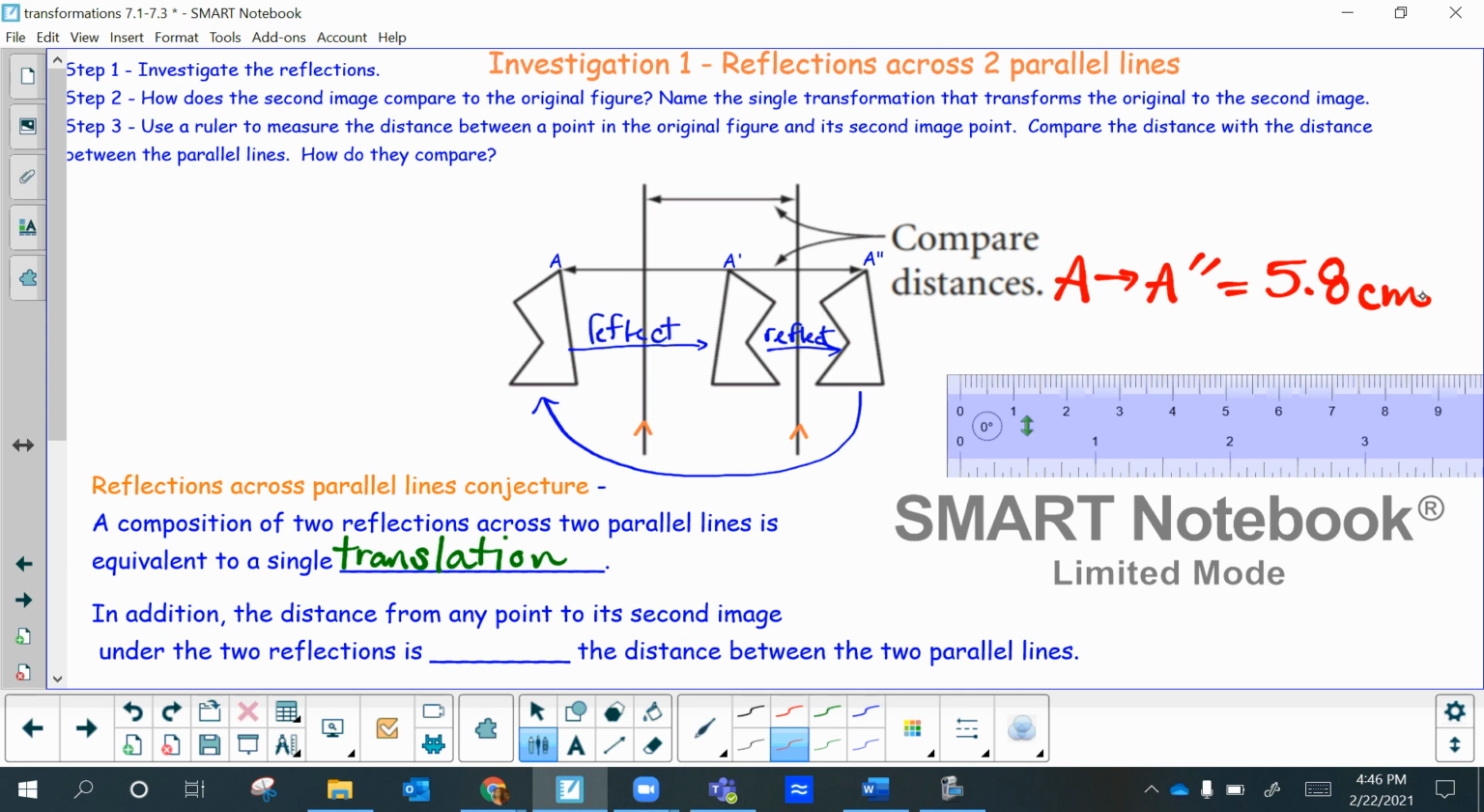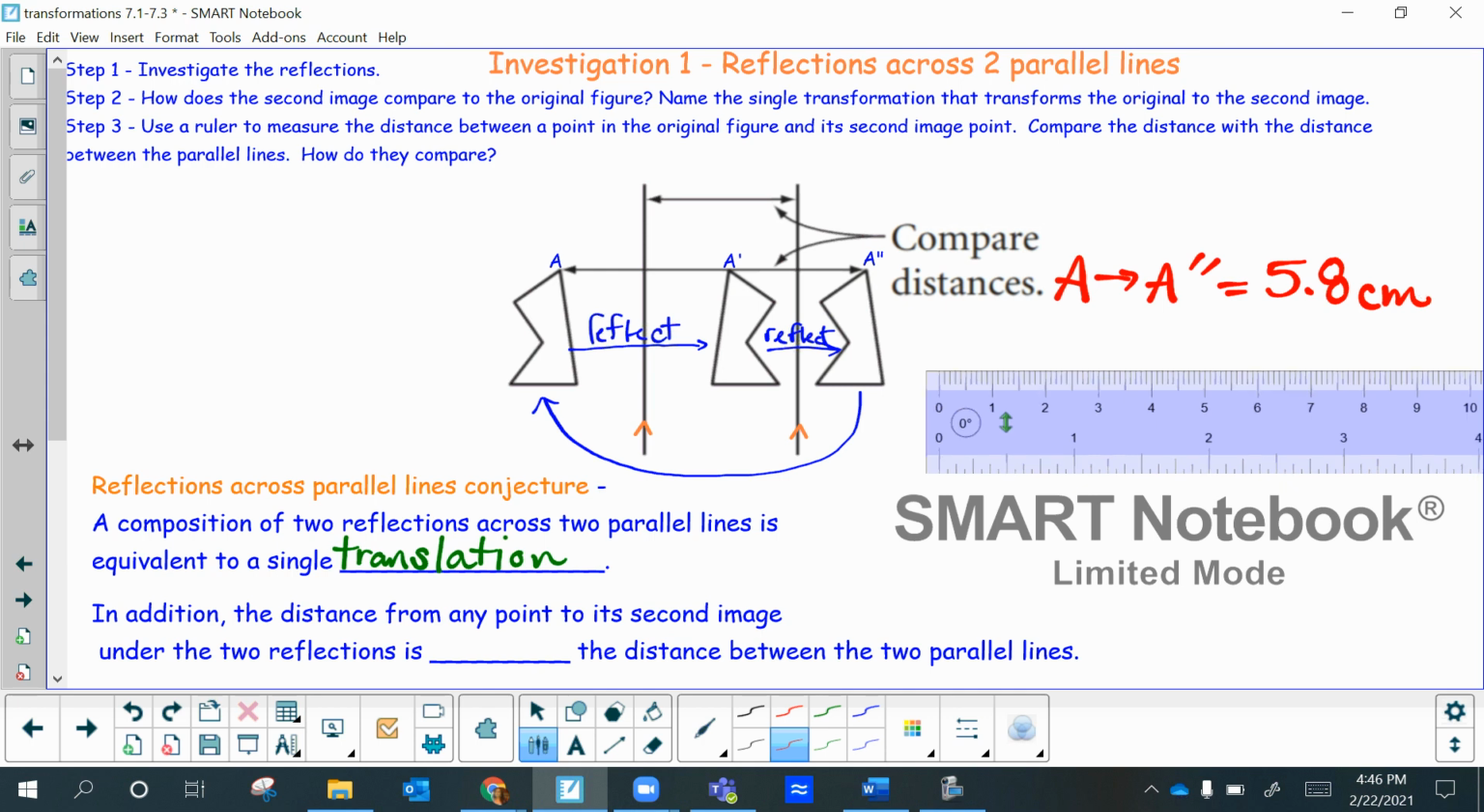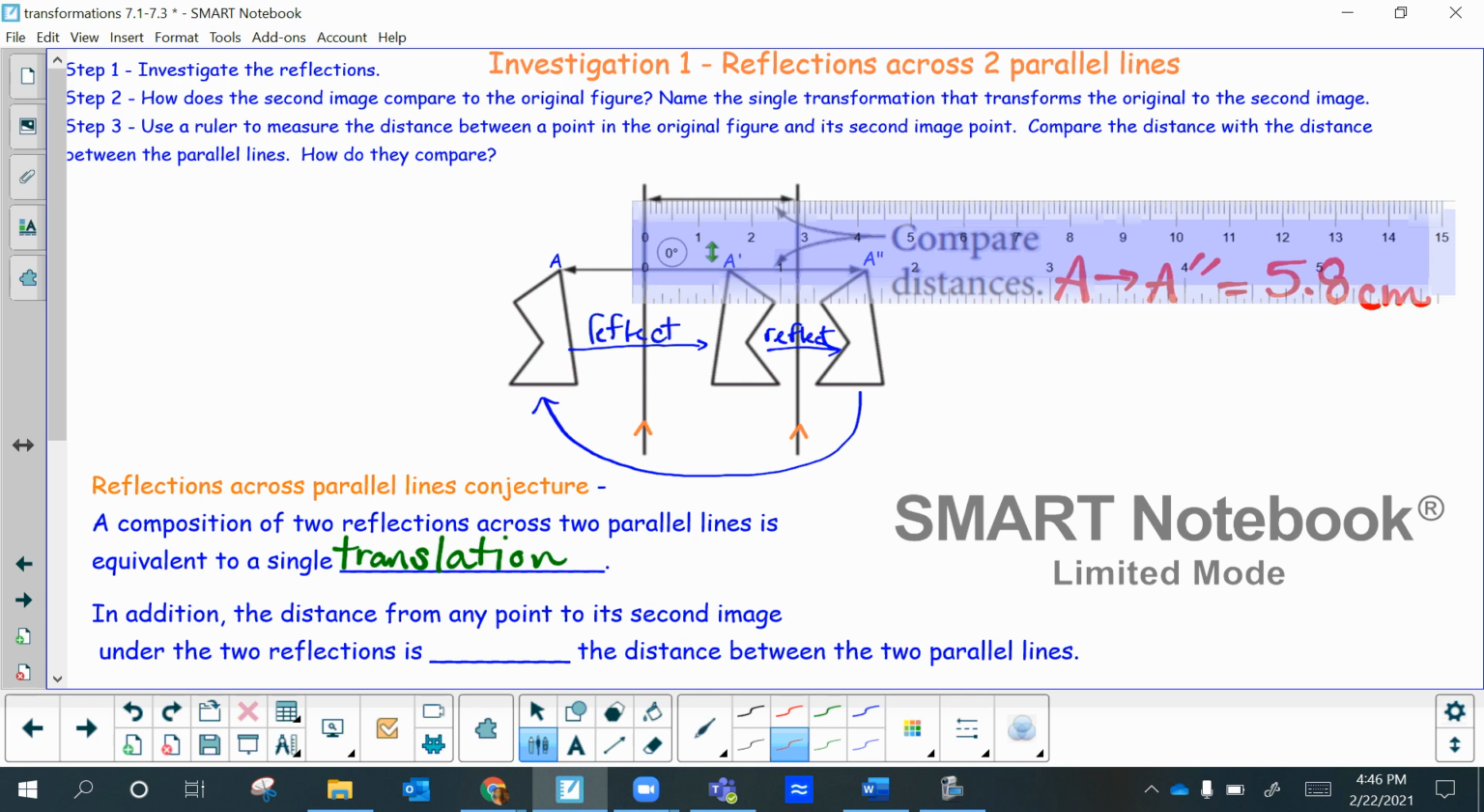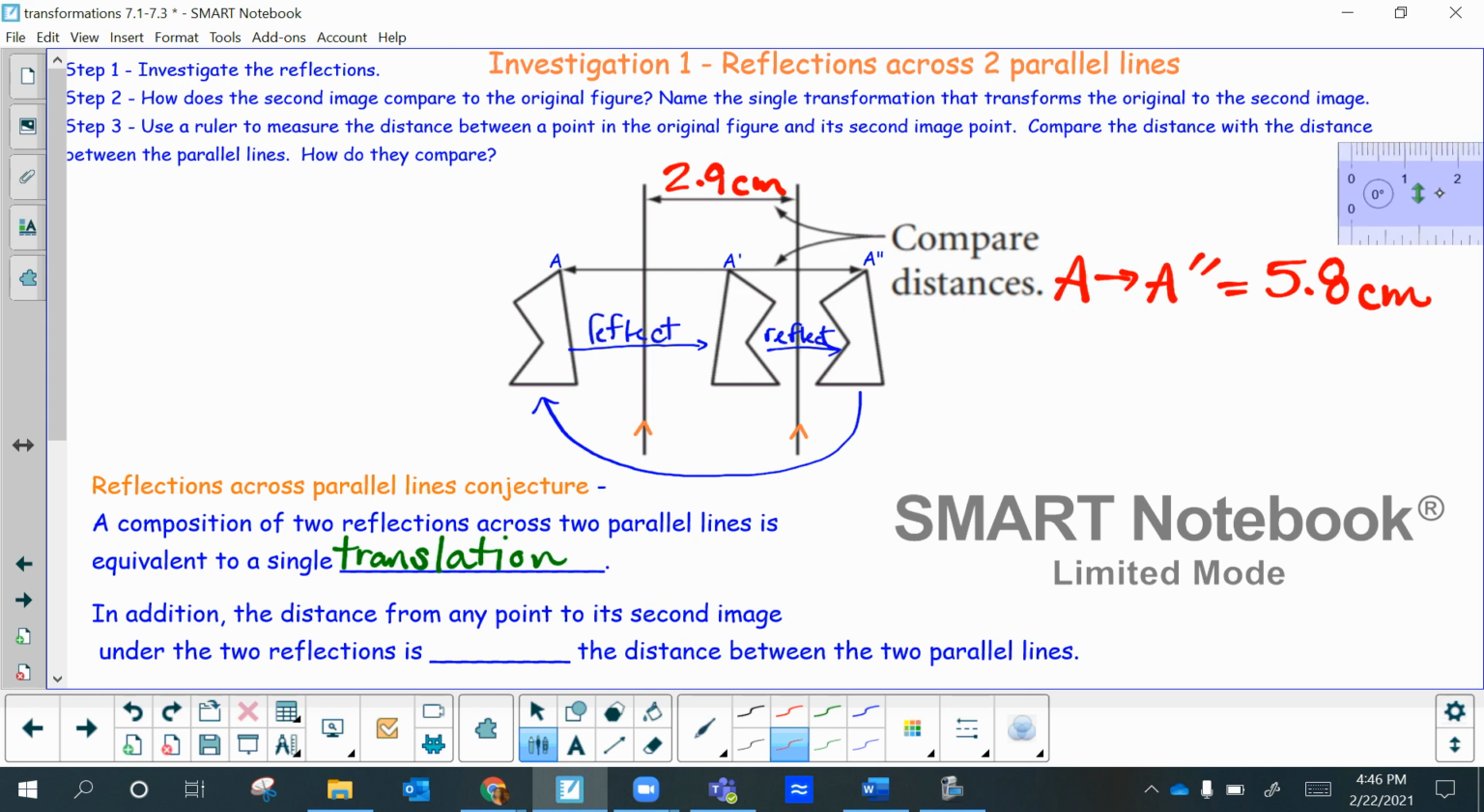And then it says compare the distance between the parallel lines. So now let's measure this one here, from here to here. That looks right on the 2.9 mark, 2.9 centimeters. All right, so how do they compare? So how does 2.9 compare to 5.8? 2.9 looks as if it's exactly half of 5.8.